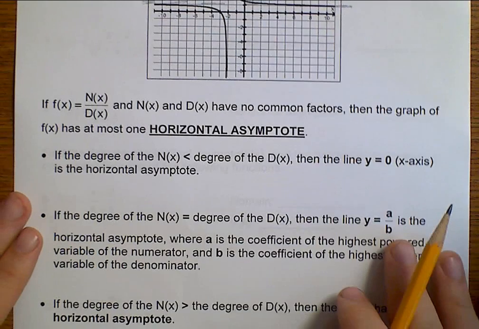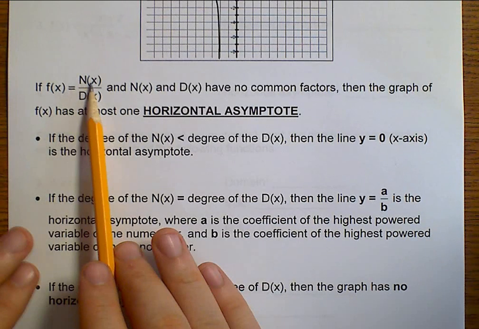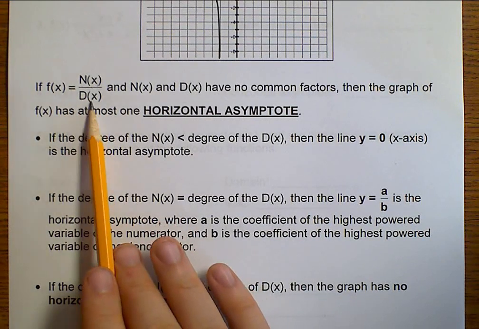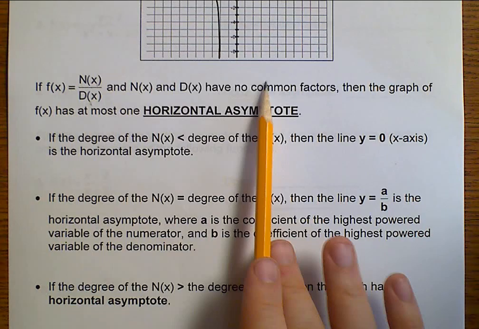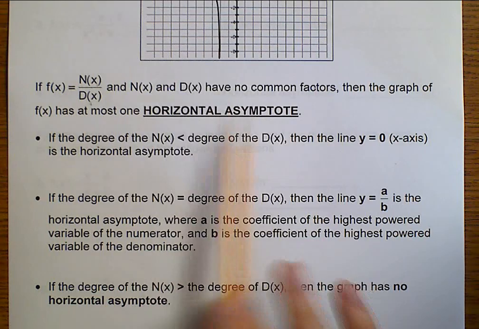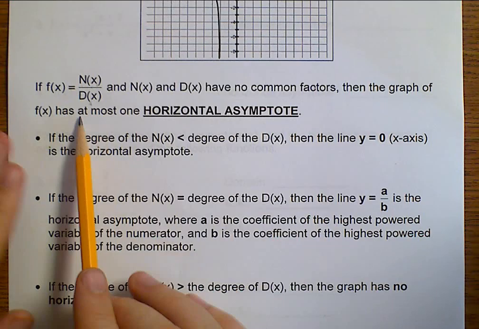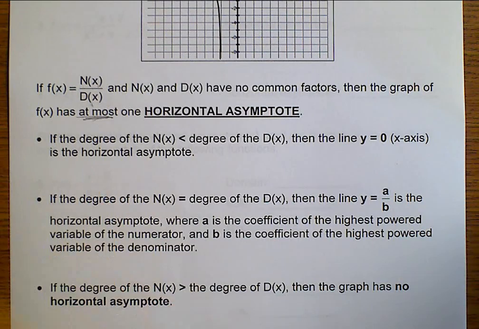Now, to do this we need a few rules. And it's actually more than one rule, so you might want to keep this handy as you work on these problems. So, n of x means that this is a polynomial expression involving x in the numerator. D of x means this is a polynomial expression in the denominator. And if they have no common factors, for instance, x plus 2 is on top, x plus 2 is on bottom, that would be a common factor. If they don't have common factors, then the graph has, at most, one horizontal asymptote. So even though it is a rational function, it might not even have one. So let's take a look.